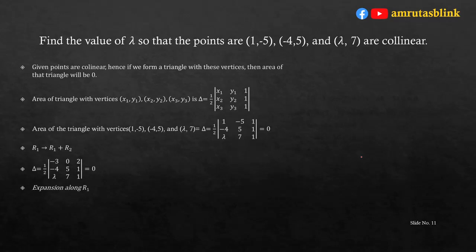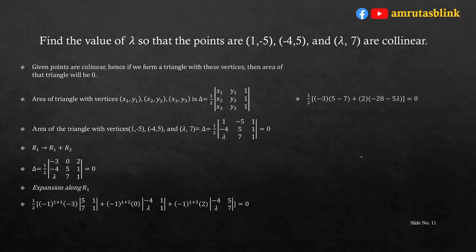Now, if we expand this along row 1, we will have 1 by 2 into bracket, minus 1 raised to 1 plus 1 into minus 3 into determinant 5, 1, 7, 1, plus minus 1 raised to 1 plus 2 into 0 into determinant minus 4, 1, lambda, 1, plus minus 1 raised to 1 plus 3 into 2 into determinant minus 4, 5, lambda, 7, is equal to 0.